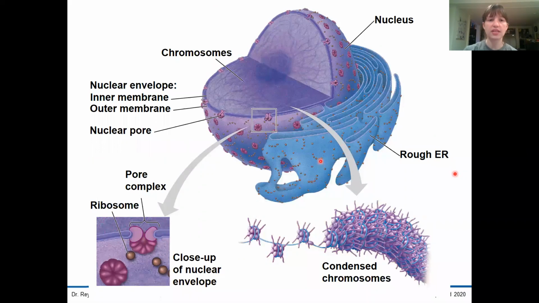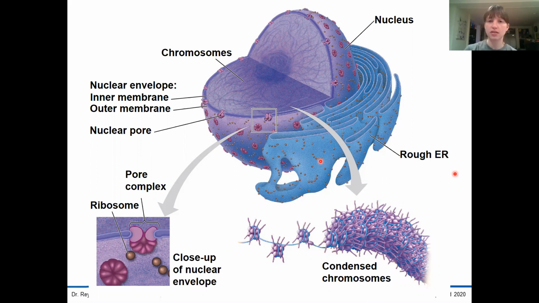So here is our nucleus. It's formed of a double bilayer where you see this wrapping of this envelope. It's continuous. This bilayer of phospholipids is continuous with the endoplasmic reticulum, specifically the rough endoplasmic reticulum.